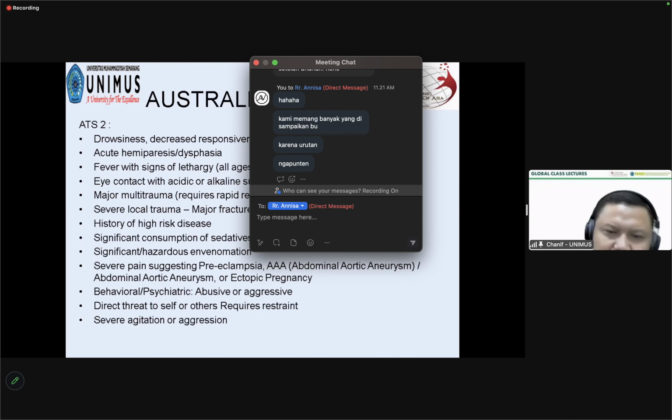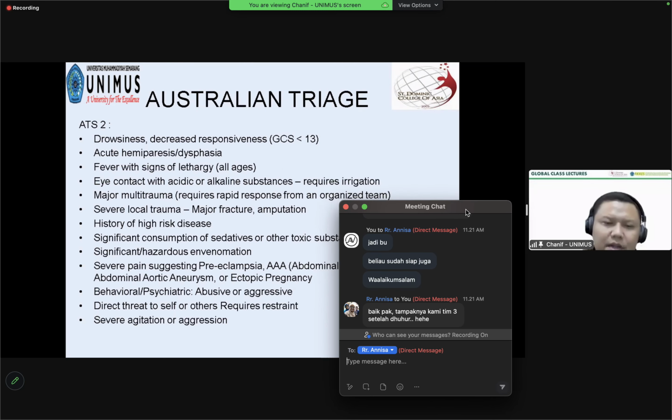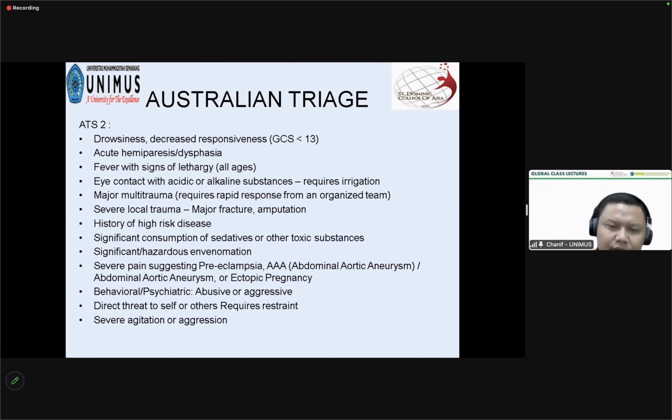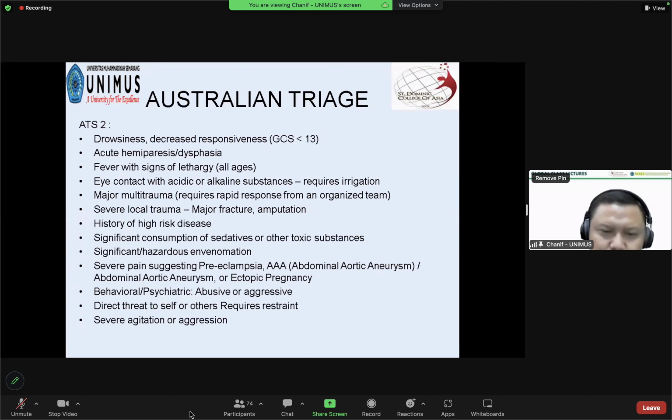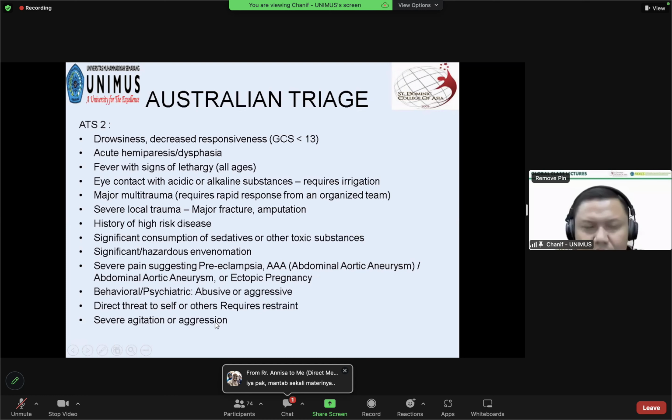severe brain seizing, preeclampsia, abdominal aortic aneurysm, or ectopic pregnancy. Behavioral: abuse or aggression directed to self or others requiring restraint. And the last one is severe agitation or aggression. Yeah, these are some of the detailed cases in level 2.